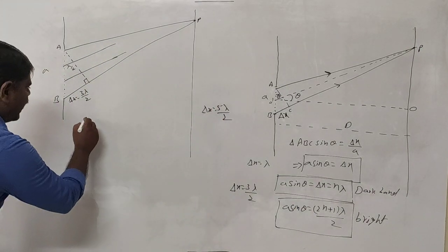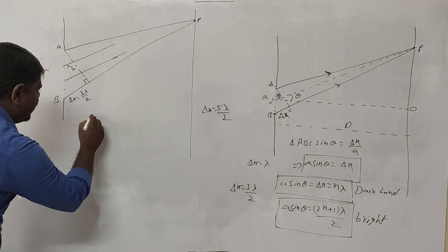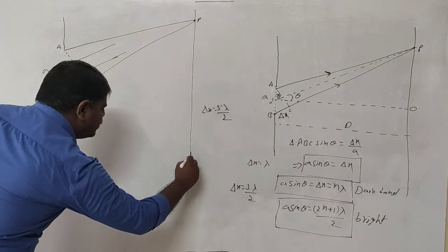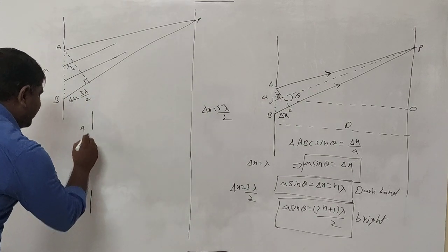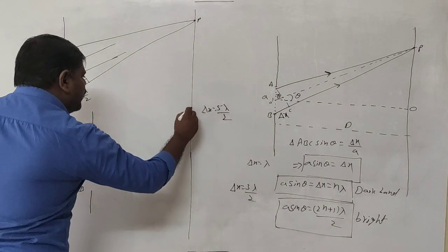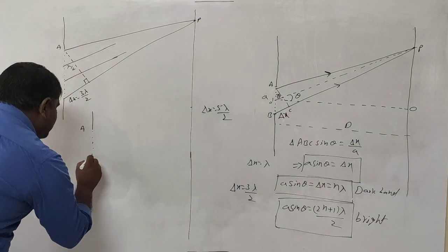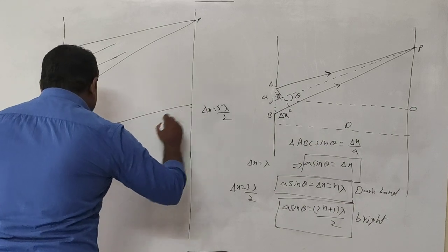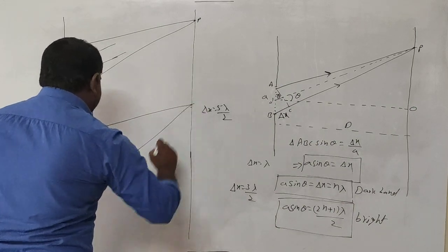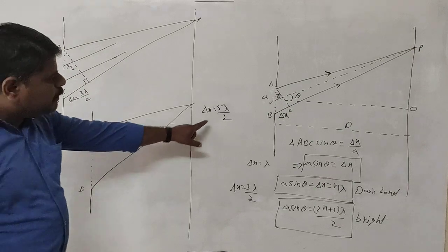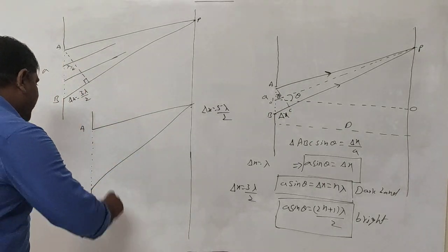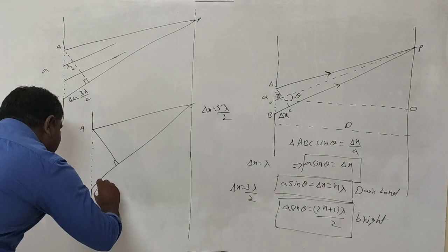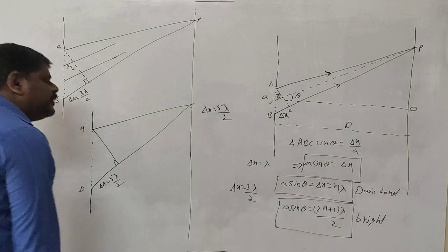When I want to refer to 5 lambda by 2, the diagram will be given like this. This is the source I am taking here. Here the same screen I am going to extend. This is A and this is B, and you are going to locate the point, and these are the individual sources of light. One light is going to reach this point and another light is also going to reach this point. This time the path difference is 5 lambda by 2. If I take a perpendicular line here, the path difference delta x is equal to 5 lambda by 2.